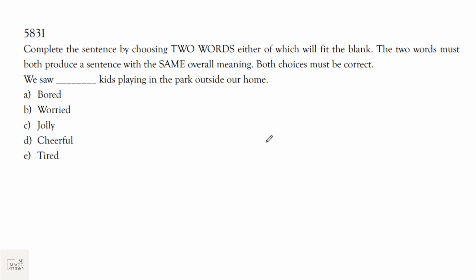Okay, one more of the same type, where we need to choose two words that each fit the blank and produce a sentence with the same overall meaning. Both choices must be correct. You are supposed to choose two. We saw kids playing in the park outside our home. If kids are playing, they would be jolly, cheerful. These two fit with the perfect meaning. I'll go with jolly and cheerful.